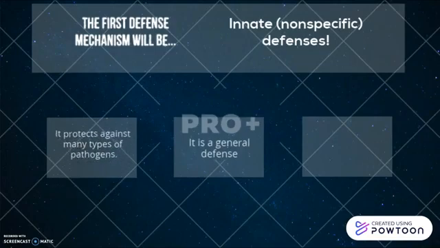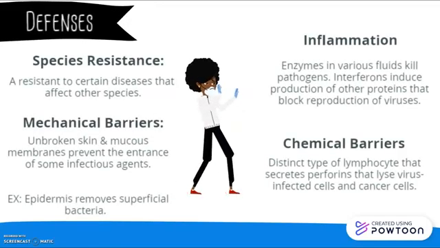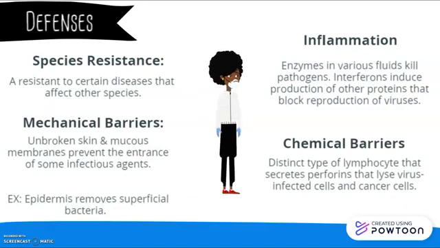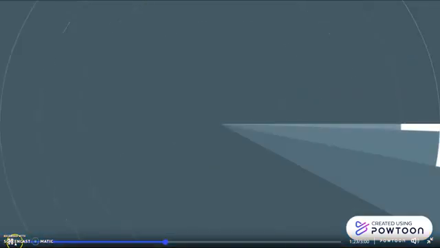The first defense mechanism is the innate nonspecific defense. It protects against many types of pathogens. It is a general defense, and there are 7 types of defenses. Species resistance is resistance to certain diseases that affect other species. Mechanical barriers are unbroken skin and mucous membranes preventing the entrance of some infectious agents, like the epidermis removing superficial bacteria. Enzymes in various fluids kill pathogens.